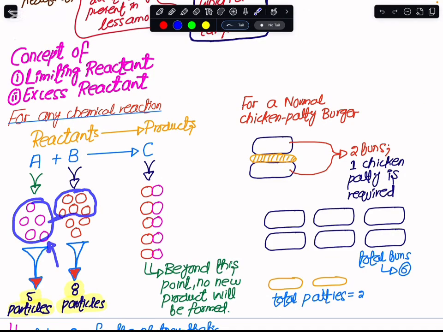Because reactant A was present in a lesser amount, it would be used up first in a chemical reaction. That is why A is limiting and B is in excess. It is only A which is determining the rate of the chemical reaction.